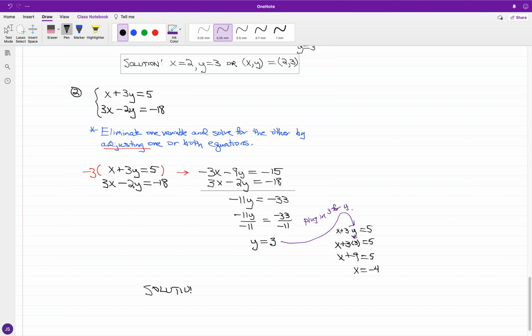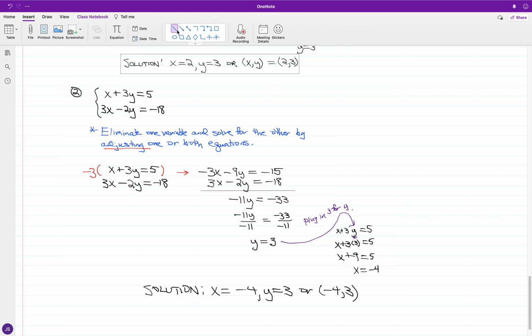Okay, so this will have one solution, and this will be with x equal to -4 and y equal to 3. And so putting it in ordered pair terms, we have the point or the location at -4, 3.